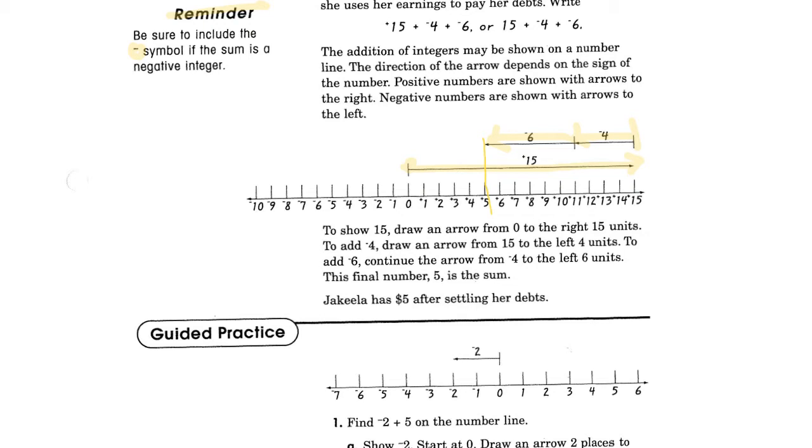So it says to show 15, draw an arrow from 0 to the right 15 units. To add -4, draw an arrow from 15 to the left 4 units. To add -6, continue the arrow from 11 to the left 6 units. The final number, 5, is the sum. Jaquila has $5 after babysitting and settling her debts.